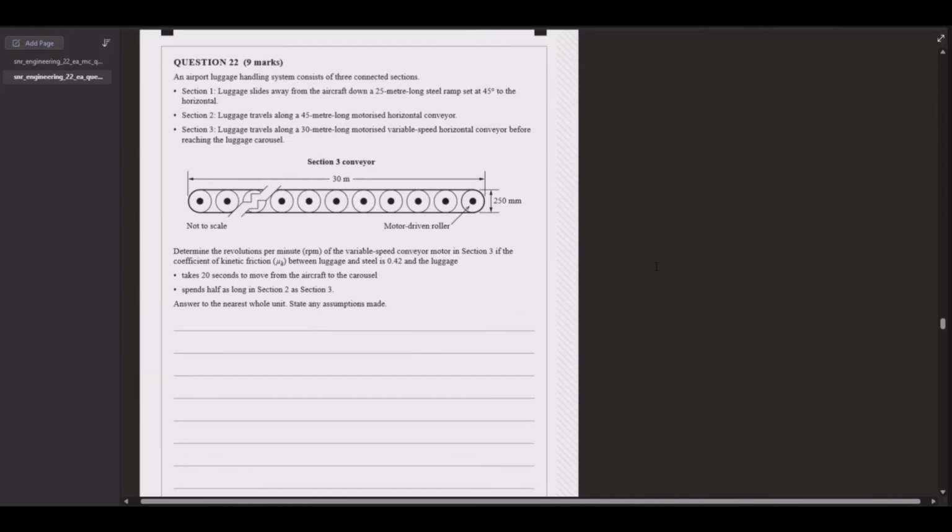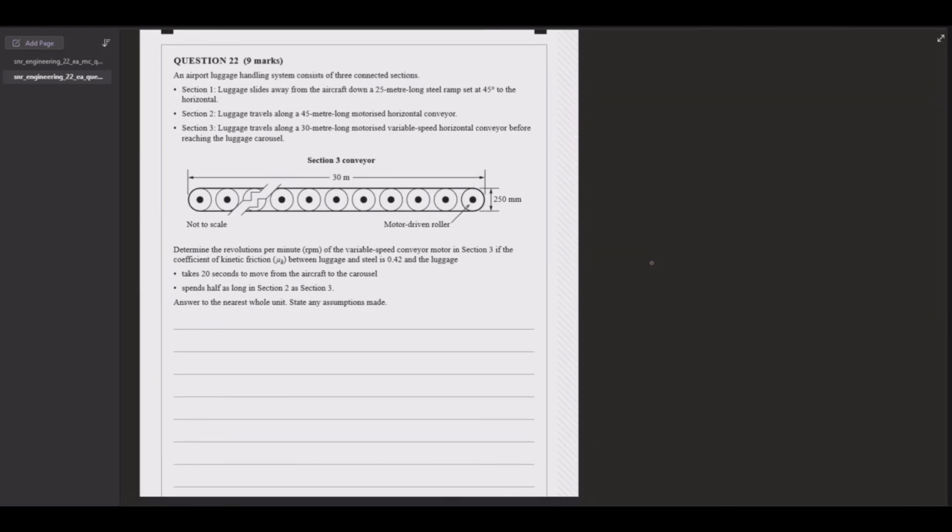This is the last question, question 22. Alright, so we have 3 different sections. We've got section 1. This is angled at 45 degrees. That is sharp. And it's 25 meters long.